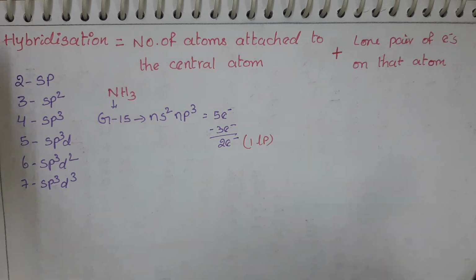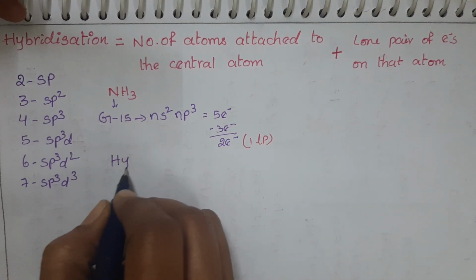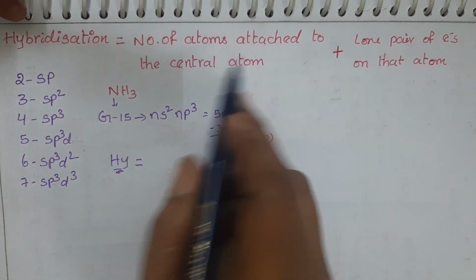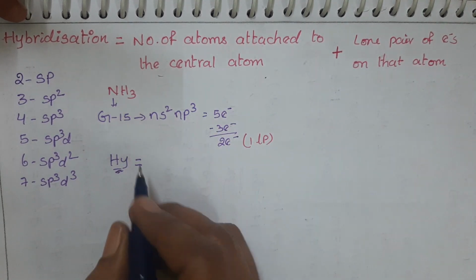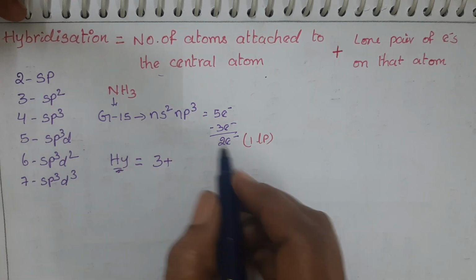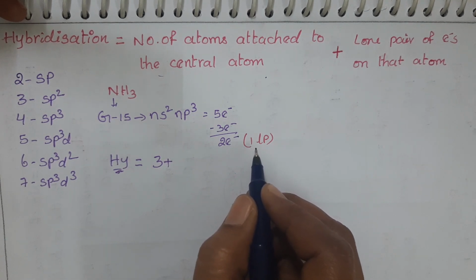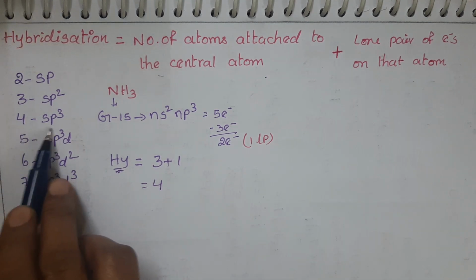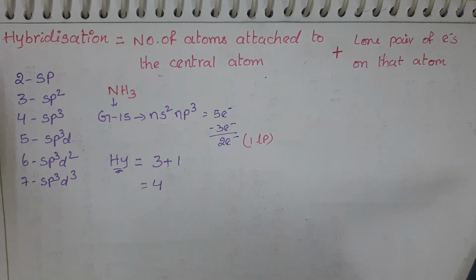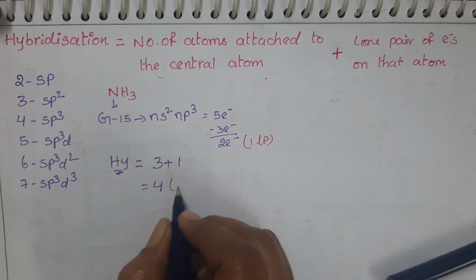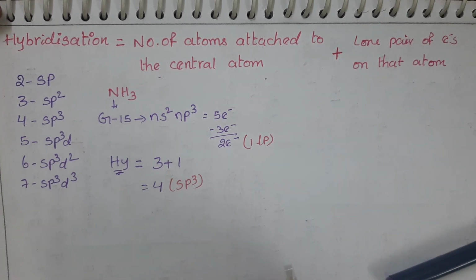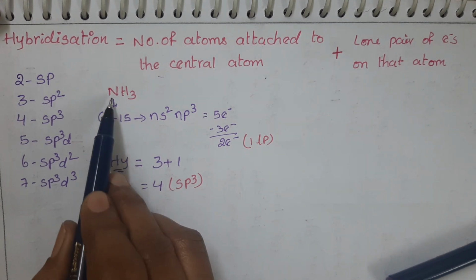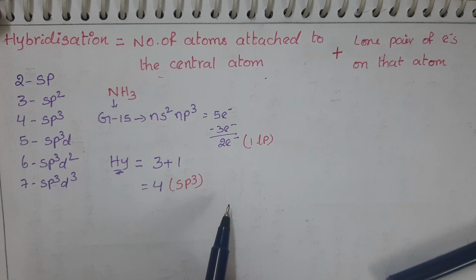Now let us calculate the hybridization. Hybridization equals the number of atoms attached to the central atom. How many atoms are attached here? 3, plus the lone pairs of electrons. How many lone pairs are there here? 1. So 3 plus 1 is 4. What is the hybridization for 4? sp3. Yes, very good, sp3 hybridization. So in ammonia, the nitrogen hybridization is sp3.